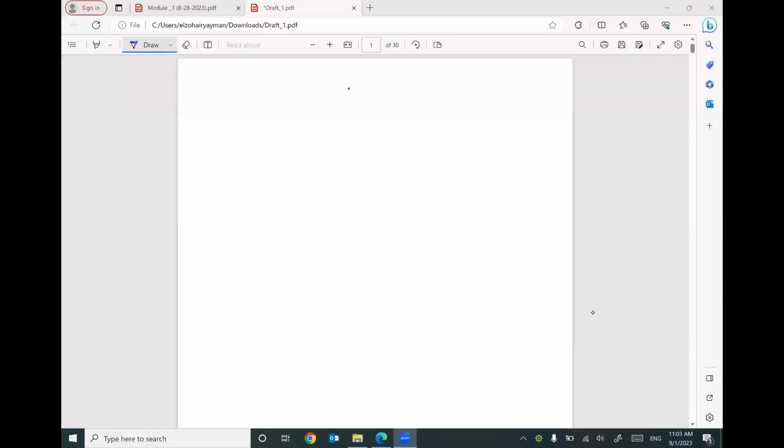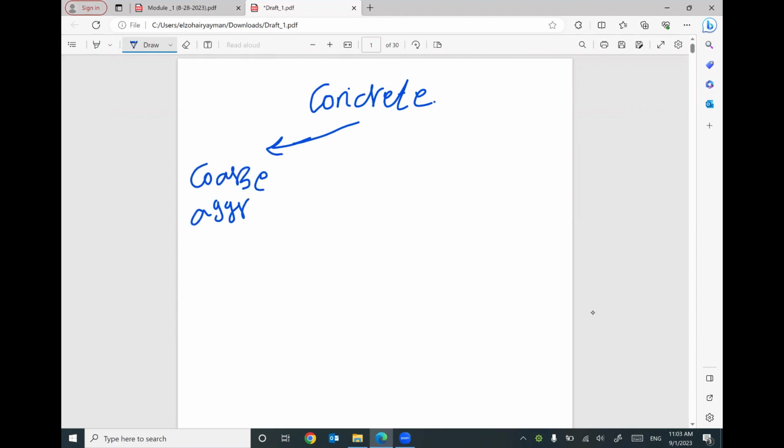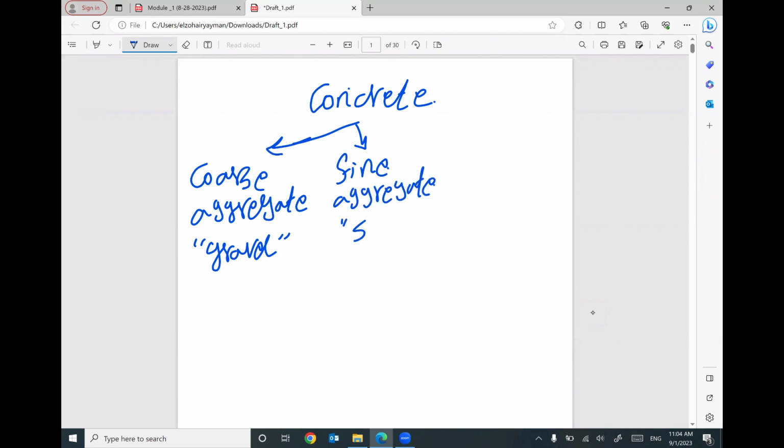To remind you that concrete consists of coarse aggregate, which is gravel mostly. We have fine aggregate, which is sand, and we have cement, and we have water.